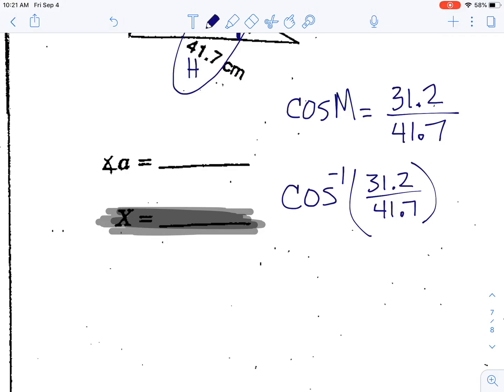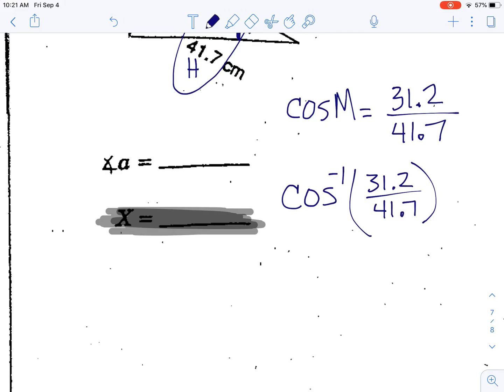But to put this in a calculator, you would hit the second key. It's normally yellow, or a different color, maybe orange. And then because we're using cosine, we're going to hit the cosine. And on your calculator, it should come up as COS with a little -1. And then you're going to put in your 31.2 divided by 41.7. You're going to close the parentheses and hit equals.